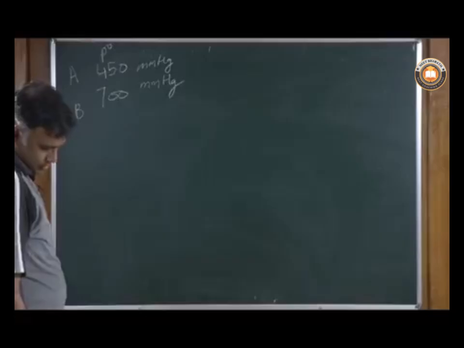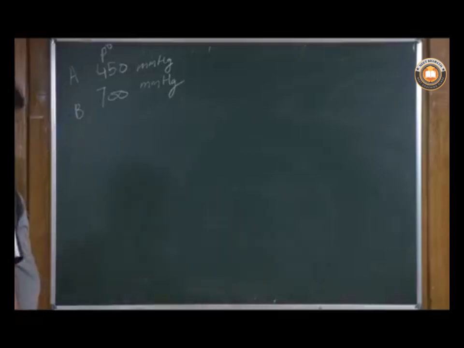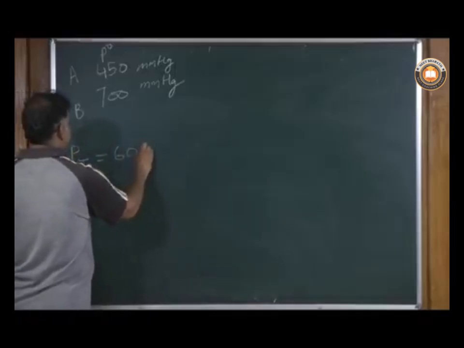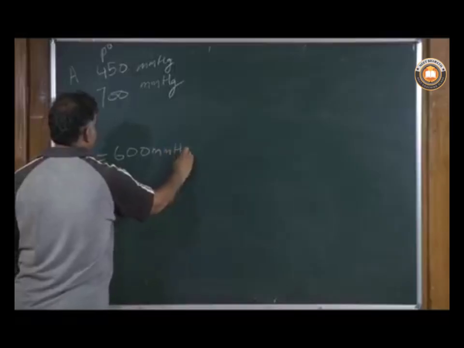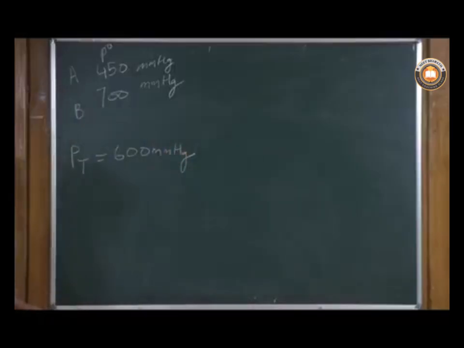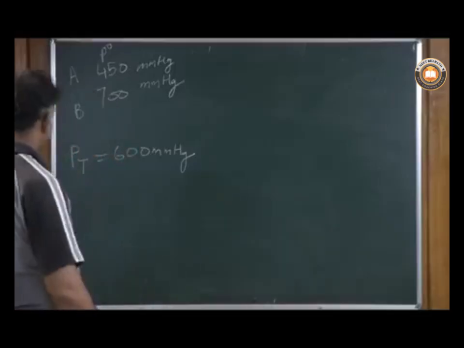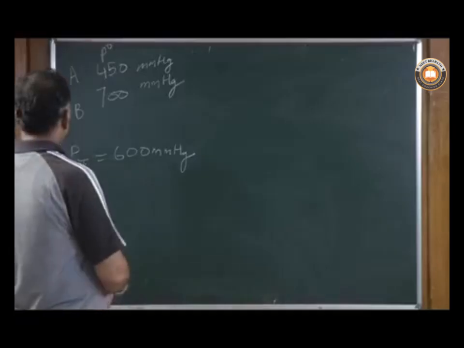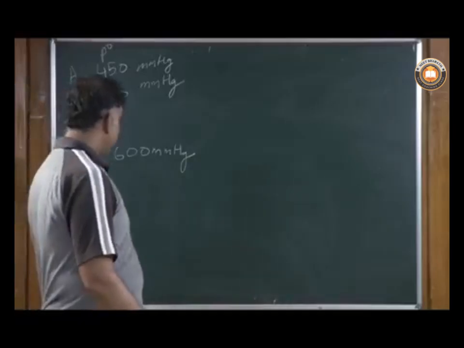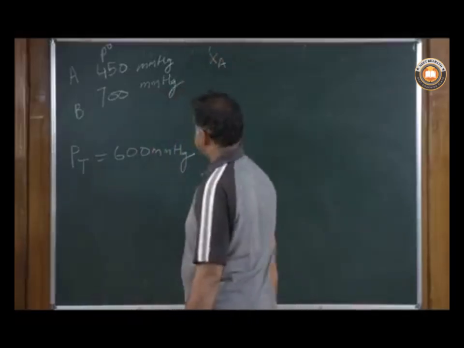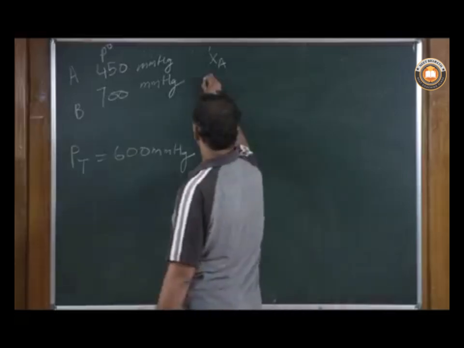Now, of course, at 350 Kelvin, find out the composition of the liquid mixture if the total vapor pressure is 600 millimeter Hg. If P_t is 600 millimeter Hg, find the composition of the liquid mixture. Also find the composition of the vapor phase. Okay. Now, let us first assume in the liquid phase the mole fraction of A is X_A. Then of course, the mole fraction of B is going to be 1 minus X_A.